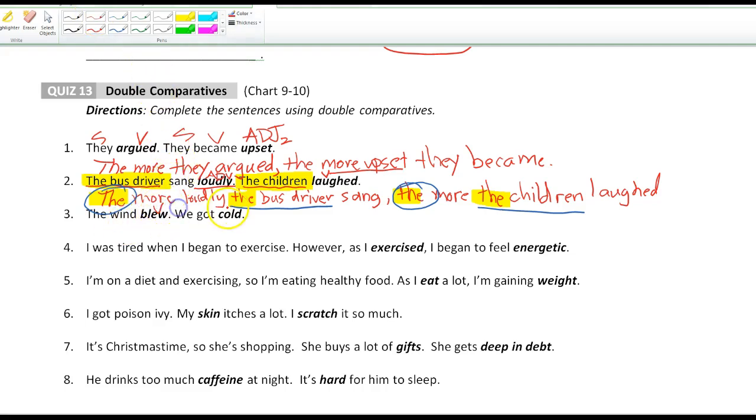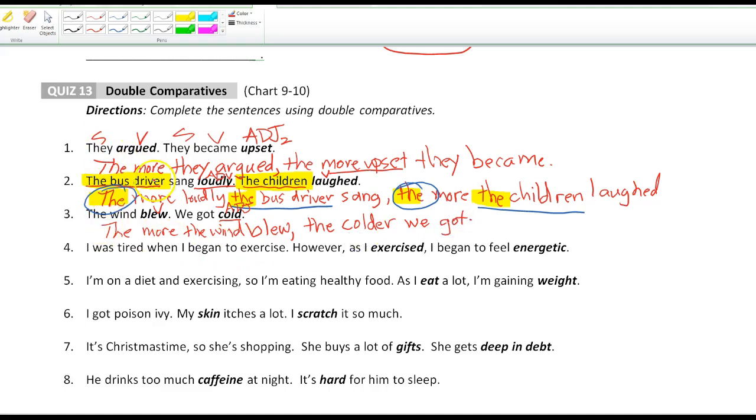Okay. Next, we've got blew, the wind blew. This is a verb. That's the easy one. And we have cold. That's the adjective. Okay. So, the more the wind blew, comma, and then we have adjective. The, and we need the comparative of cold, and that's 1 syllable. So it's going to be the colder. Subject, we, verb, got.